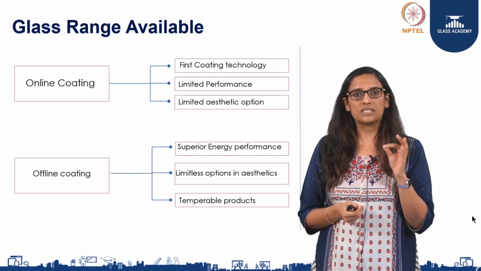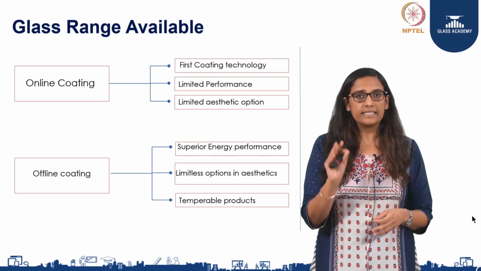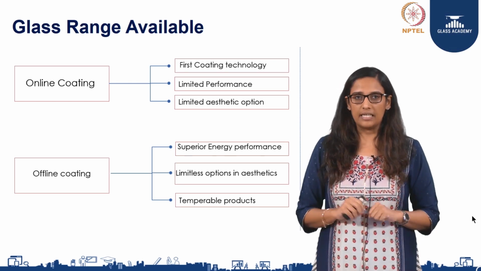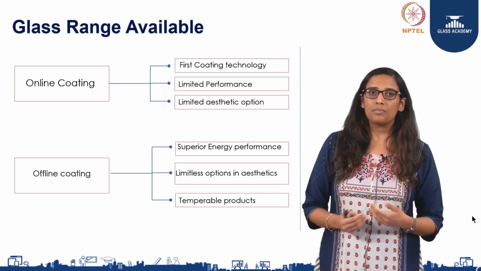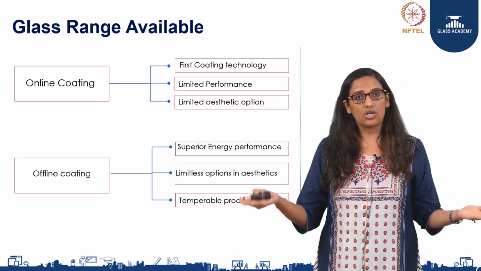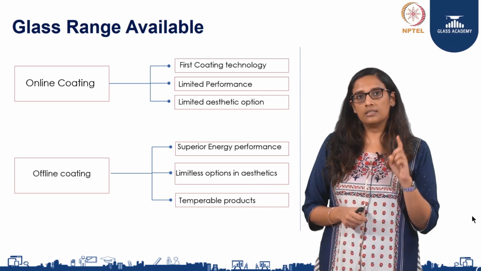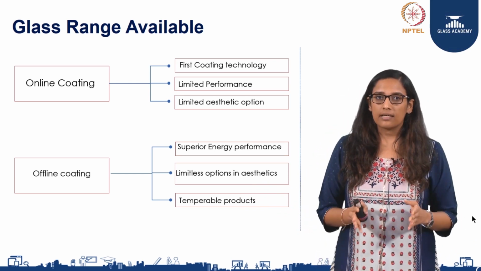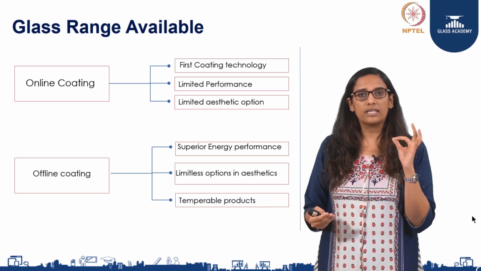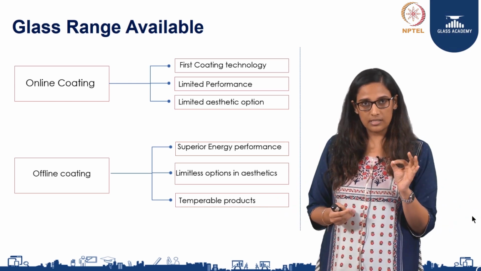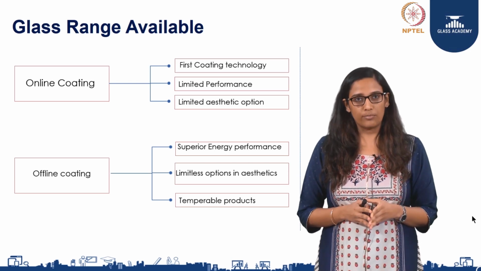The online coating was the first technology. It did give performance, but very limited. And it also had very limited aesthetic options because this was a product meant to reach out to the masses. The second kind of glass, and today the product that is really in the market and can actually cater to every single need of yours, is the offline coating products.